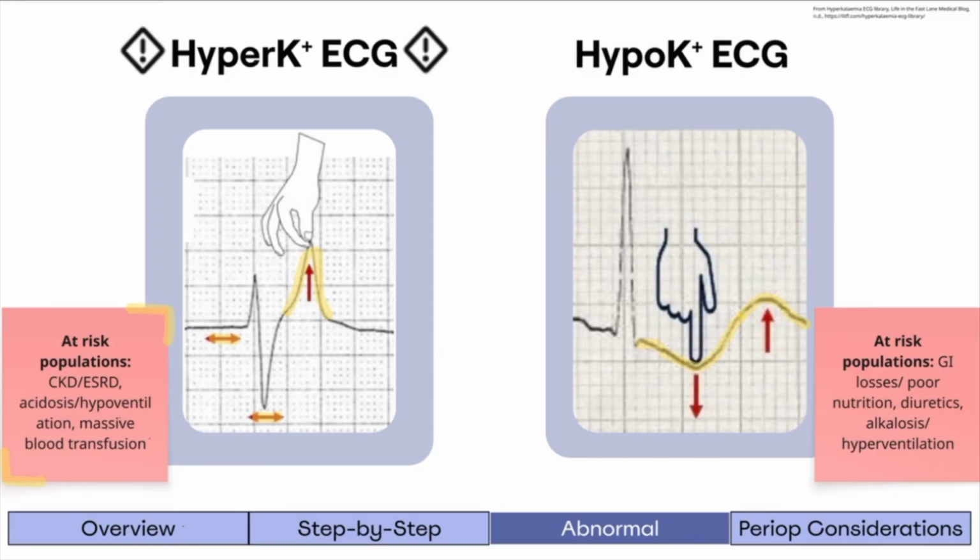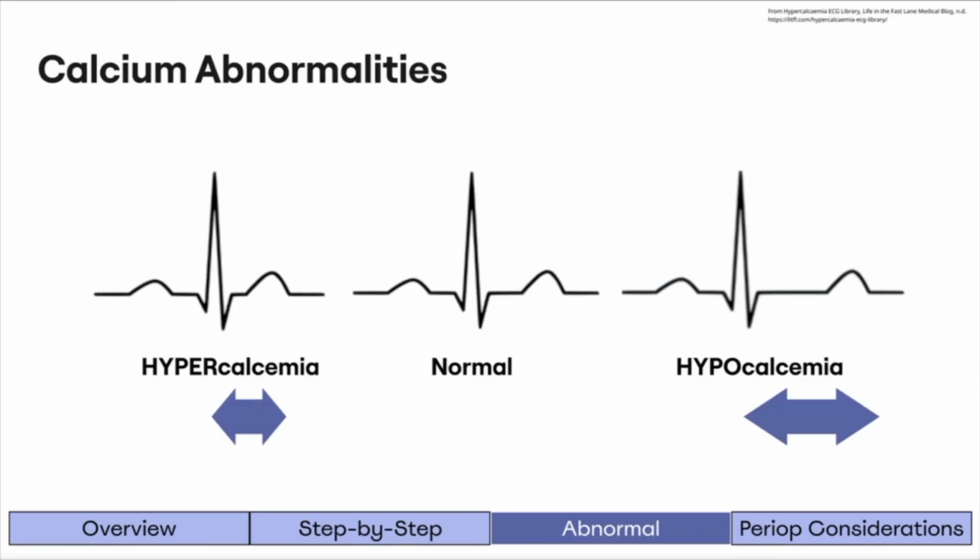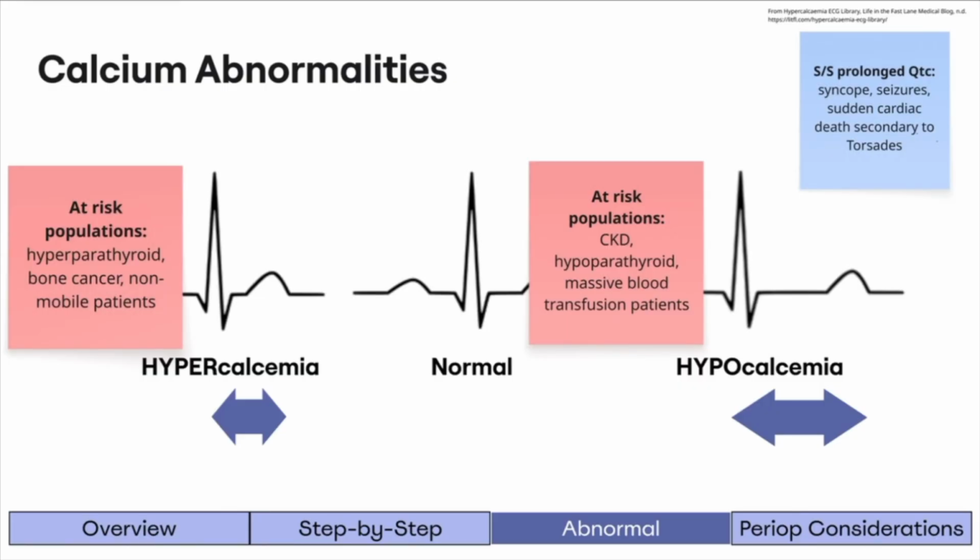Patients who are experiencing GI losses, have poor nutrition, are on diuretics, or are alkalotic or hyperventilated are at higher risk for hypokalemia. Calcium abnormalities affect the QT interval. Hypocalcemia causes QTc prolongation primarily by prolonging the ST segment, and hypercalcemia does the opposite. A prolonged QT puts patients at risk for syncope, seizures, or sudden cardiac death secondary to torsades.